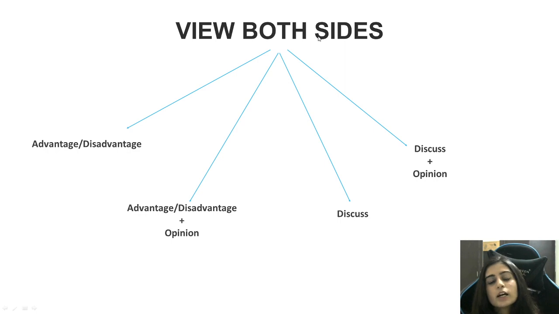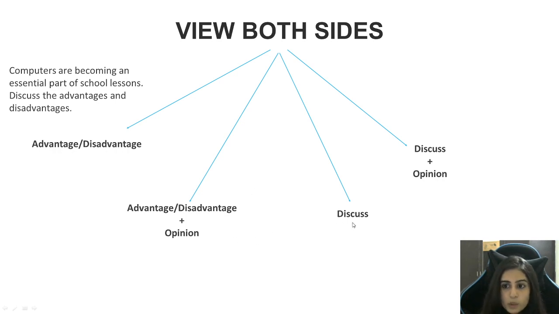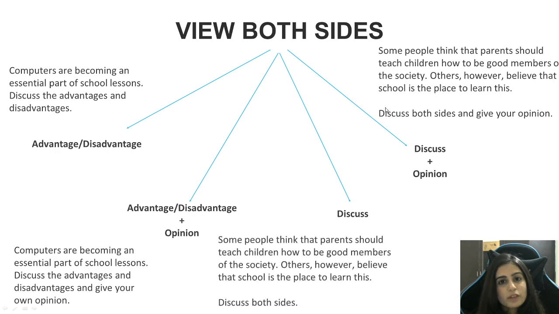The second major category is view both sides, and it has four subtypes. Number one is advantage, disadvantage. Number two is advantage, disadvantage plus opinion. Number three is discuss both sides. Number four is discuss plus opinion, and this also has been taken up in the previous sessions. We just covered this recently. So yet again, don't worry, go back and watch all those live sessions. In case any one of you has any doubt, you can comment in the comment section and we'll be more than happy to help you out and reply there.